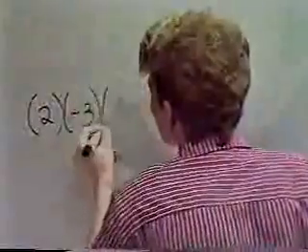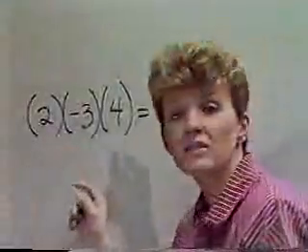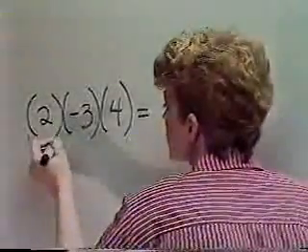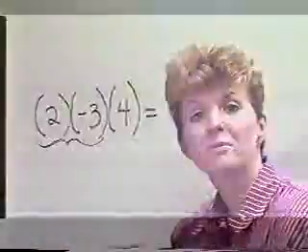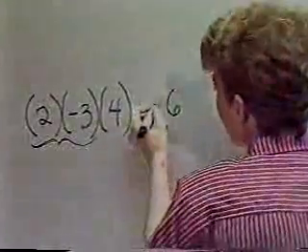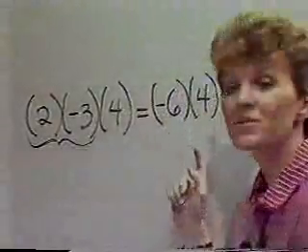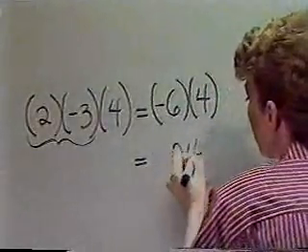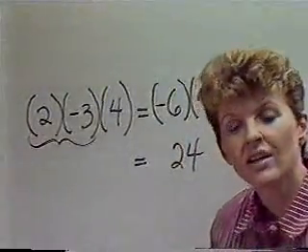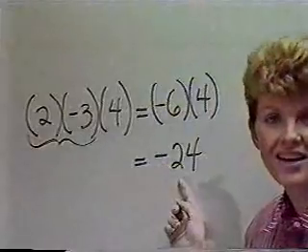What about 2 times negative 3 times positive 4? You may want to work this in increments of 2. Let's take the first 2. 2 times 3 is 6, and then I have a negative times a positive, so the product is negative. And now this problem reduces to negative 6 times 4. Then 6 times 4 is 24. A negative times a positive, opposite signs, the product will be negative. And so your product here is negative 24.